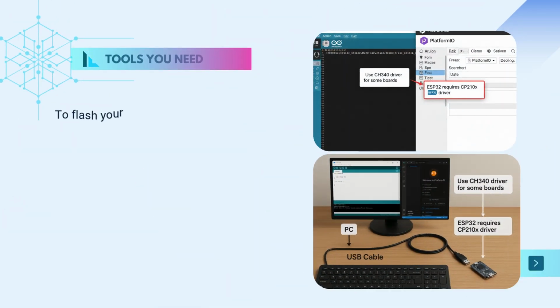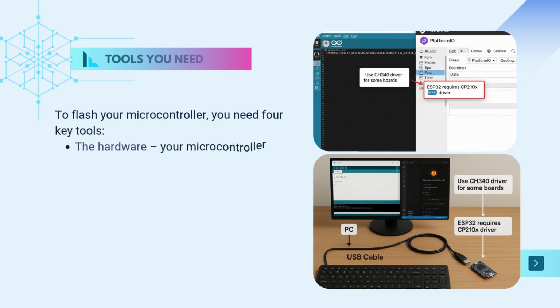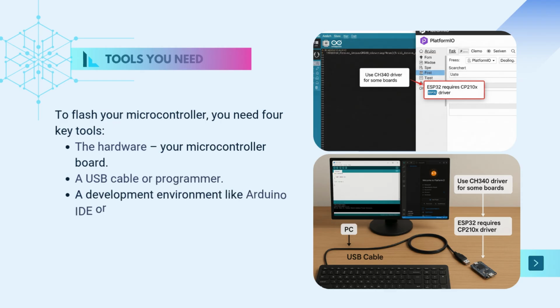Before we get hands-on, let's make sure you have everything you need to flash your microcontroller successfully. Here are the 4 essential components. 1. The microcontroller board. This could be an Arduino Uno, ESP32, STM32, or any other development board. Make sure it's working and compatible with the code you're writing. 2. A USB cable. Sounds simple, right? But here's the catch. Not all USB cables are created equal. Many cheap cables are charge-only and don't support data transmission. If your board isn't detected, this might be the first thing to check.